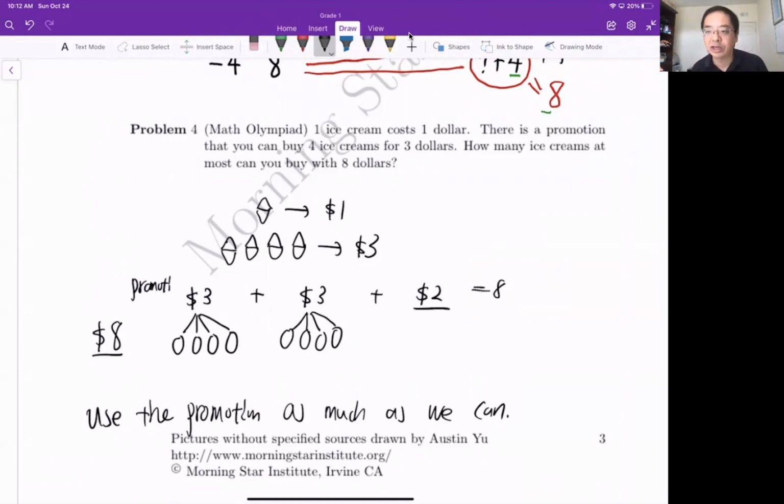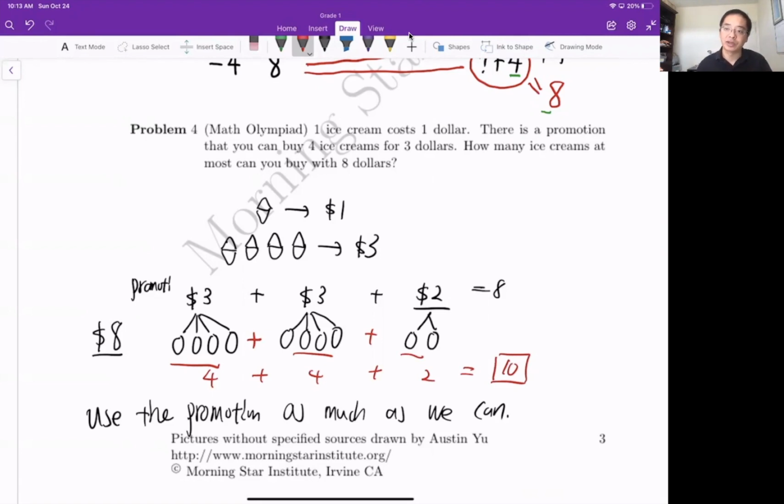But if I have only $2 left, I can no longer use the promotion, because to use the promotion, you need at least $3. So then I have to buy just with the regular price, right? The regular price is $1 each. So that's the best I can do. If you add together, I have 4 plus 4 plus 2, which is 10. So the point is, with the promotion, with $8 at most, I can buy 10 ice creams.